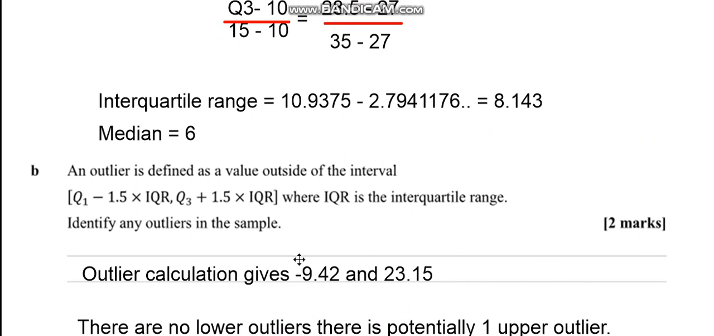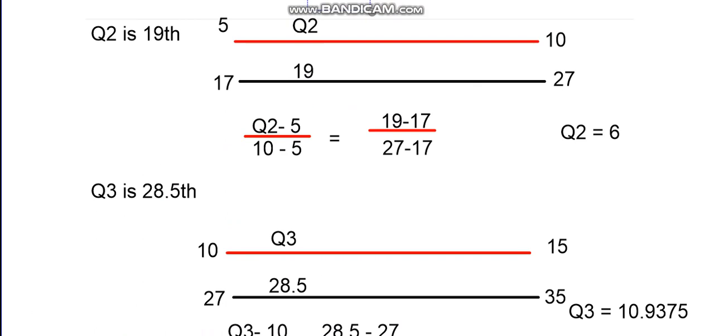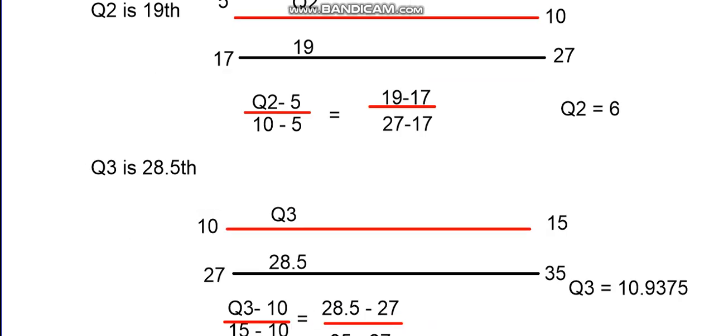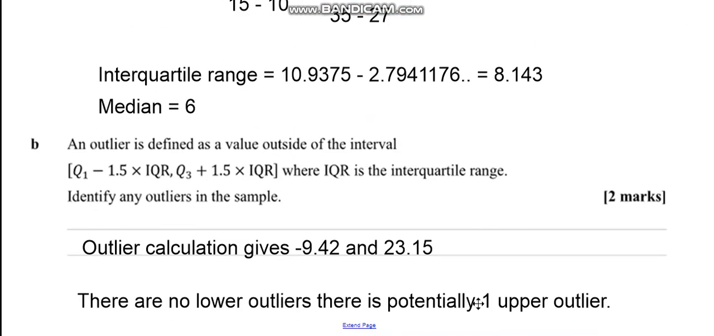Well, our data didn't go below 0, so this one is meaningless. But let's have a look at the table. Does 23.15 fit into our table? Let's scroll right up. So 23.15 would be in this group. There was one piece of data in this group. So that piece of data could have been below 23.5. We don't know. So all we can say is there is the potential that we could have one outlier. Okay, there are no lower outliers. There is potentially one upper outlier. Okay, you can't say any more than that.